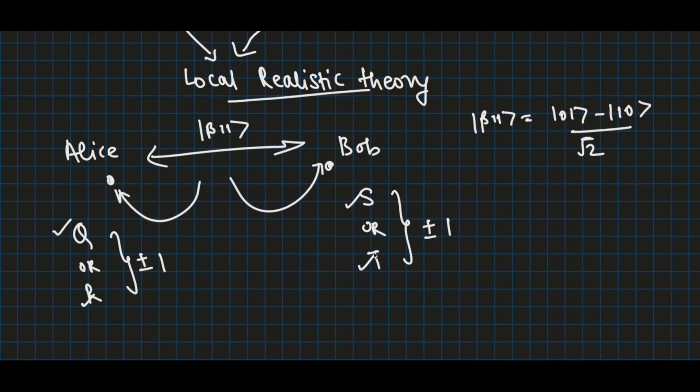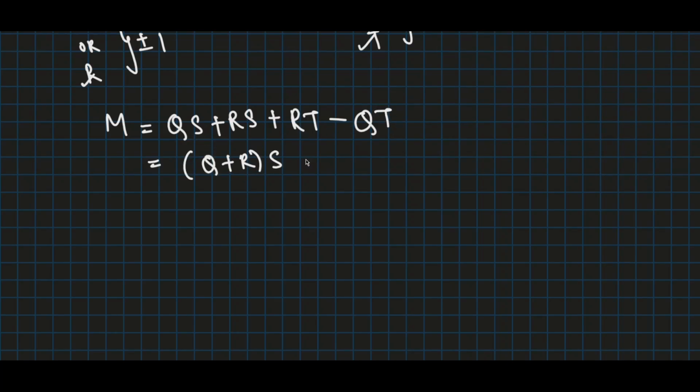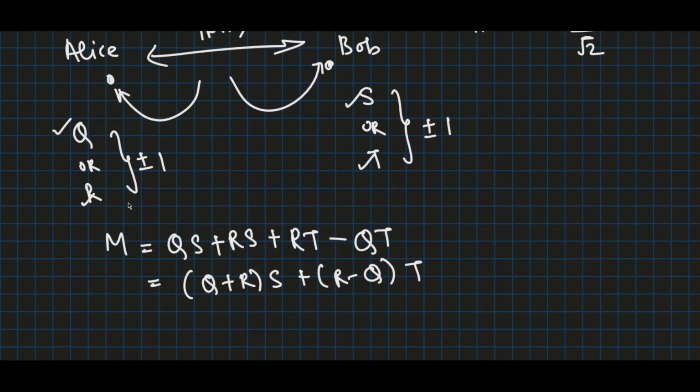Now we can define a measurement operator M equal to QS plus RS plus RT minus QT, which can be simplified as (Q plus R) into S plus (R minus Q) into T. Now since Q, R, S, T all can take the values of either plus or minus 1, this value would be equal to plus or minus 2, as you can check by yourself.